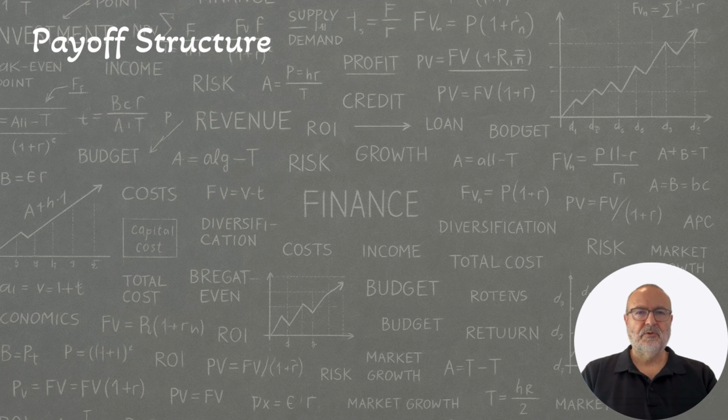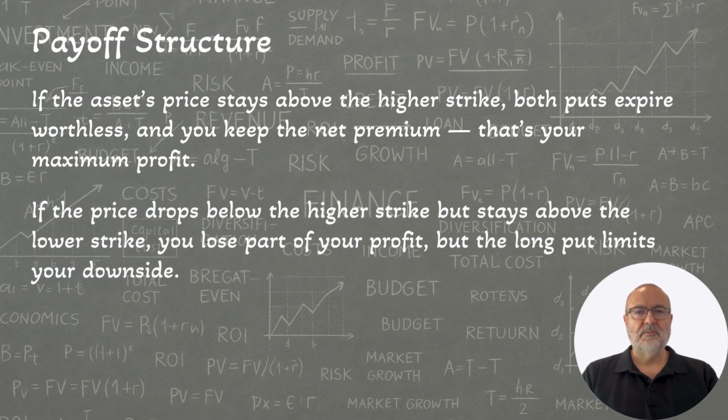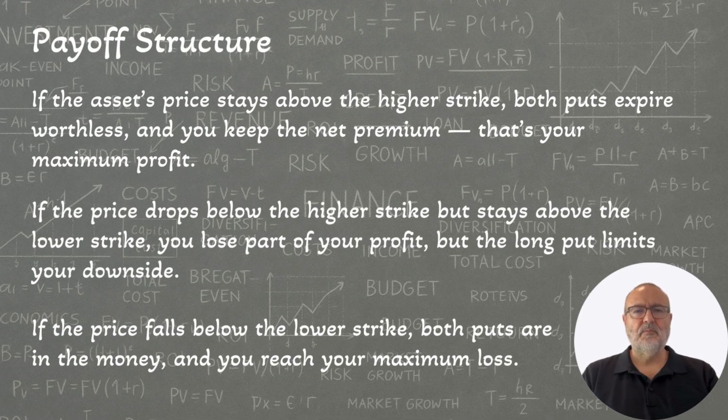The payoff at expiration depends on the price of the underlying asset. If the asset's price stays above the higher strike, both puts expire worthless, and you keep the net premium. That's your maximum profit. If the price drops below the higher strike but stays above the lower strike, you lose part of your profit, but the long put limits your downside. If the price falls below the lower strike, both puts are in the money, and you reach your maximum loss.